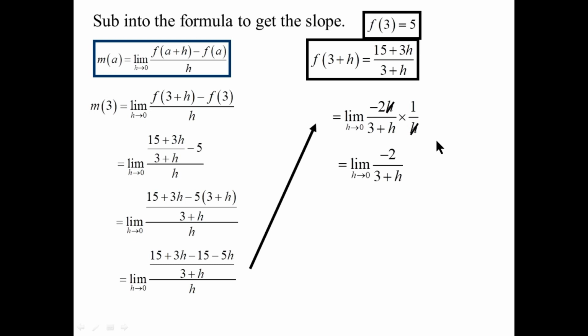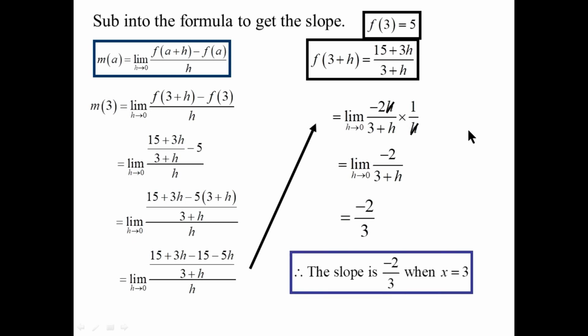At this point, we can take the limit. We can take the limit now. So we can sub in 0 for h, and we've got minus 2/3. So the slope of the tangent to the curve at the point when x equals 3 is negative 2/3. Again, I've graphed all of this.